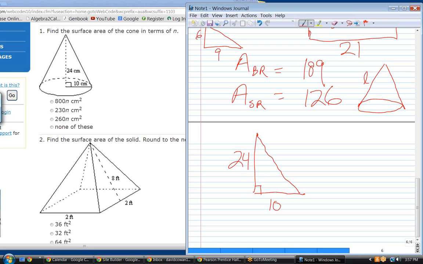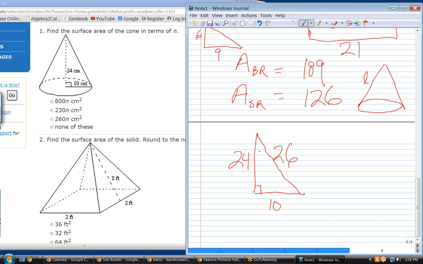You do 24 squared minus 10 squared, right? No. You have the two sides of the triangle, so the hypotenuse is the square root of the sum of the squares. And that's 26. Okay, that makes more sense.